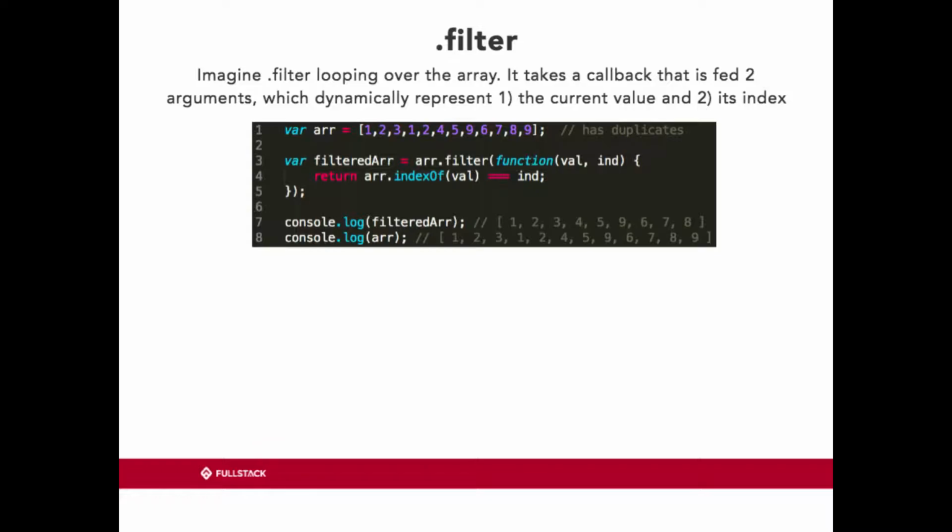So when we console log out the original array, we'll see that it wasn't changed, right? There are still duplicates in the array. But when we look at the new filtered array, we'll notice that all the duplicates have been filtered out, and now we've only kept the ones that are unique.